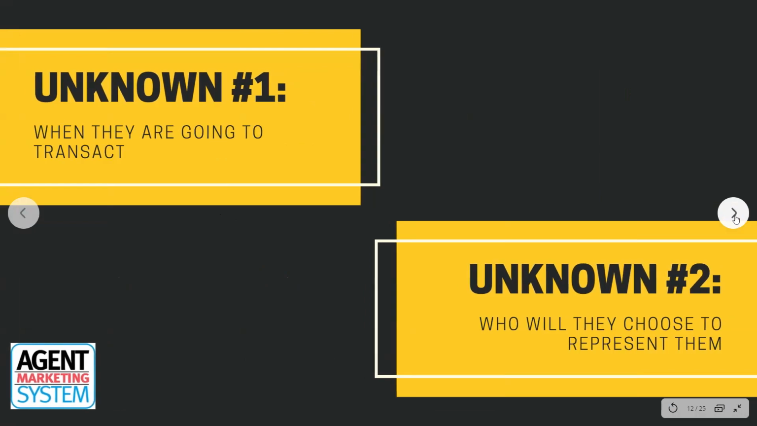Very simply, number one, we have no idea when they're going to transact, and a lot of times the lead themselves don't know. Number two, we don't know who they are going to use to represent them, which means we don't know which agent or broker they're going to choose to help them buy or sell.